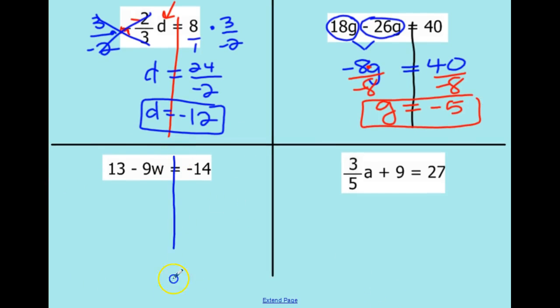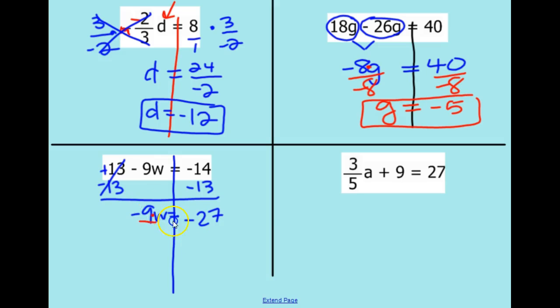Moving along, 2-step equations now. Get rid of addition and subtraction first, then multiplication and division. We're doing the order of operations backwards. So this is a positive 13, we're going to subtract 13. We don't have 9w, we have negative 9w. They're very different. These are all negatives, a negative 27.